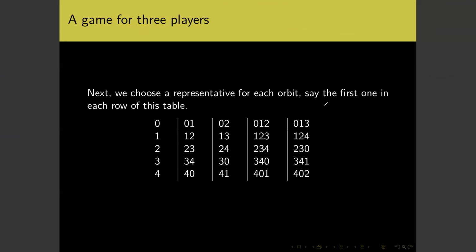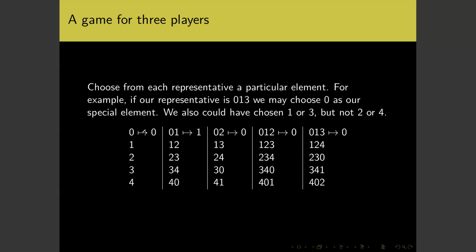Next, we're going to choose a representative for each orbit, say the first one in each row of this table. Okay, so these are our orbit representatives. We could have chosen others, but those are just fine. Now, for each orbit representative, we're going to choose a particular element which belongs to that representative. And so our choices are going to be 0 from 0, 1 from the set 0, 1, 0 from the set 0 and 2, 0 from the set 0, 1, and 2, and 0 from the set 0, 1, and 3. We could have made other choices. For example, for 0, 1, 3, we could have chosen 1 or 3, but not 2 or 4, because we want to choose something that's already in our set.